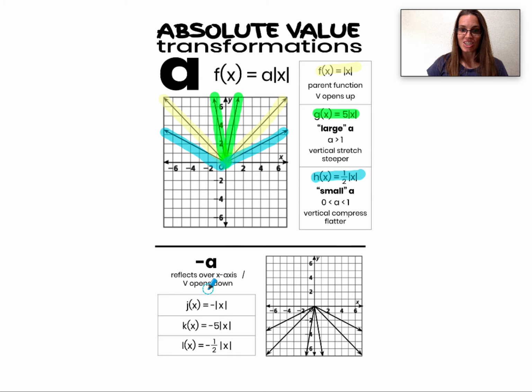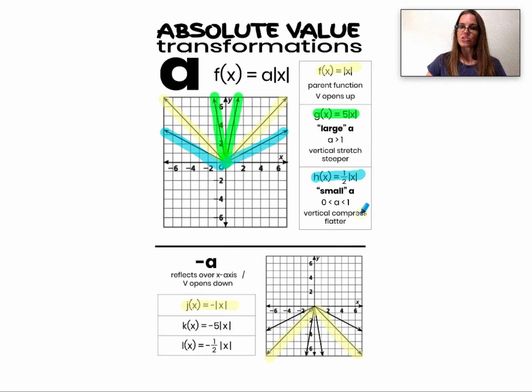Another transformation that can occur is I can have a negative coefficient, either just a negative, so an invisible -1, or a negative coefficient other than -1. What happens here is that instead of my v opening up, now my v opens down. This middle one is the graph of f of x equals negative the absolute value of x. I've taken every point on my parent function and I have reflected it over the x-axis.